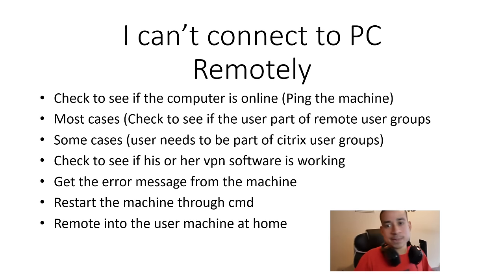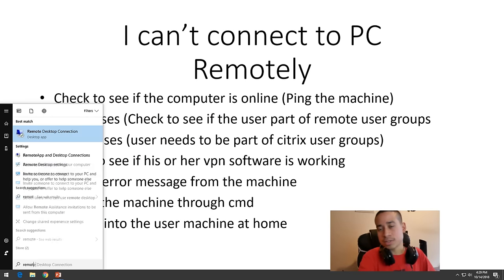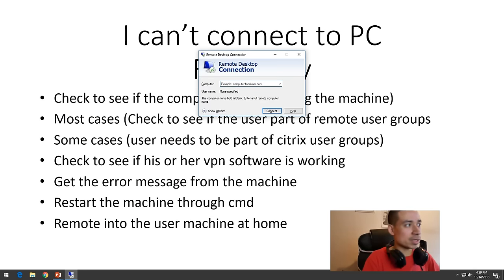Another one would be that the computer is on, but they can't remote in through DNS. They put in the name of the actual computer, and it doesn't work. As a workaround, you could give them the IP address of that computer and have them remote into the computer using the IP instead of the actual name of the computer.